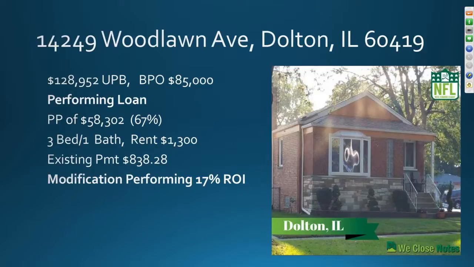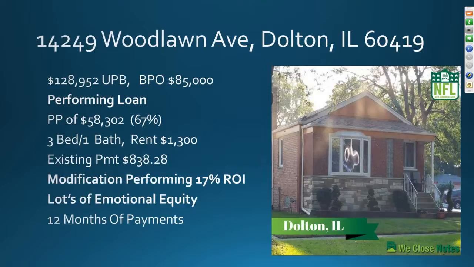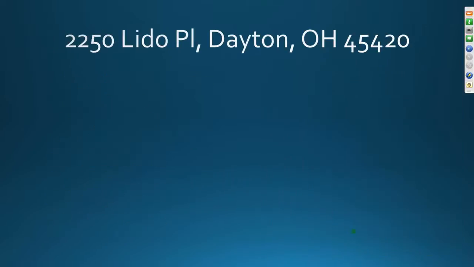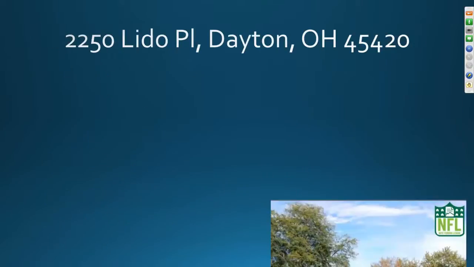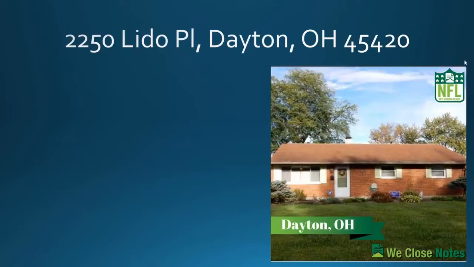But anyway, 17% ROI is not bad on a performing loan. It's got some history with it. A lot of equity, emotional equity there for you guys as well. They've made 12 months of payments on this one based on the payment stream on the spreadsheet. So if you wanted to get 12% or greater on your money, here's a deal for you to put to work. Okay. This one is in Dayton, Ohio. I know we've got somebody on here who's already put a bid on this one. We're still just showing it for backup offers.